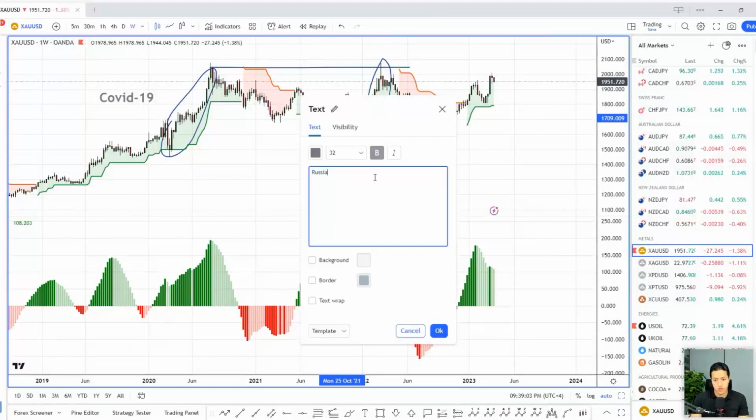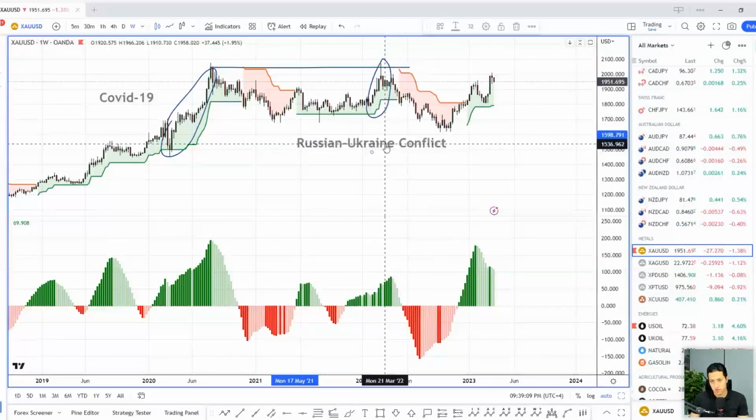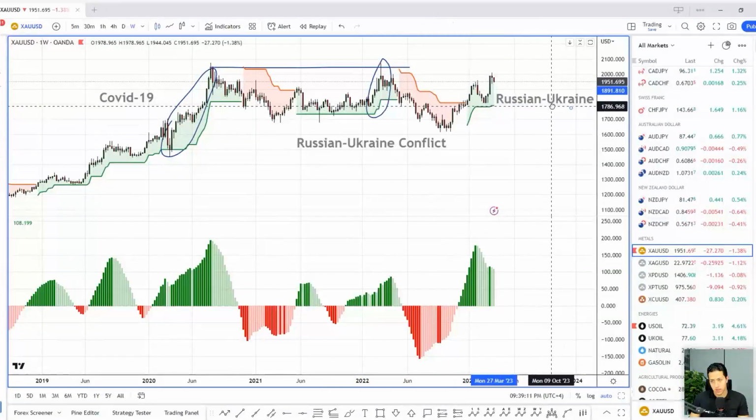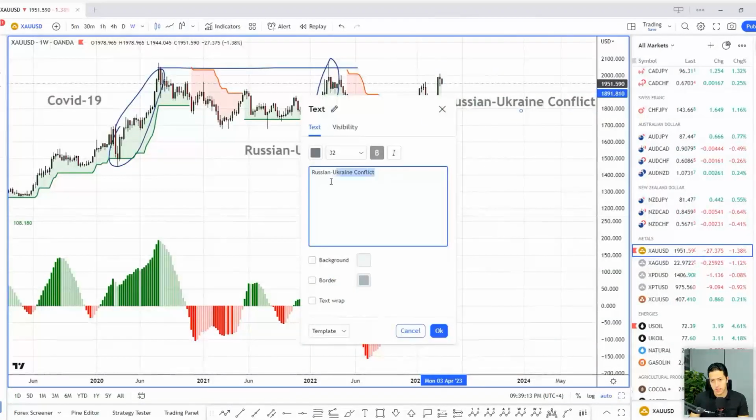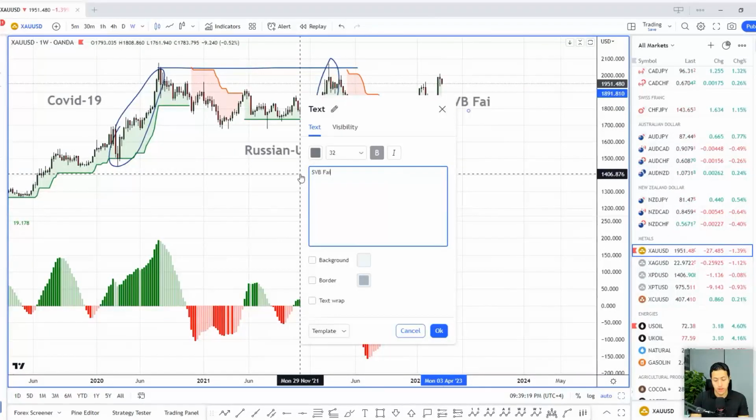This is the Russian-Ukraine conflict. And the third, this tiny one, is basically, let's say, Silicon Valley Bank failure.